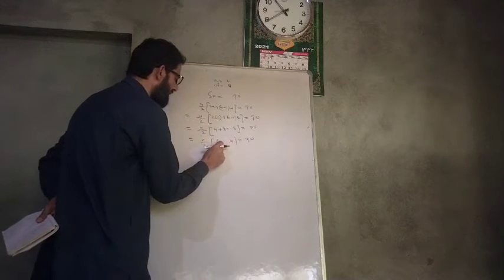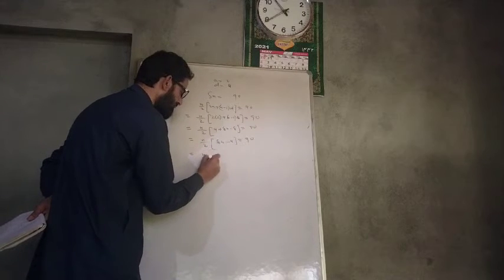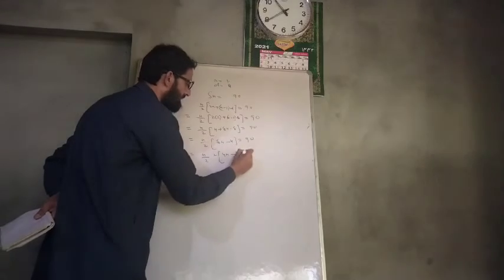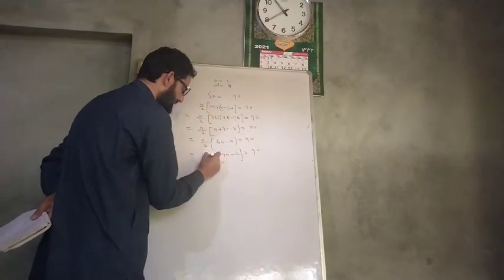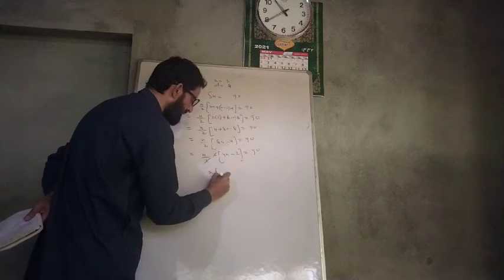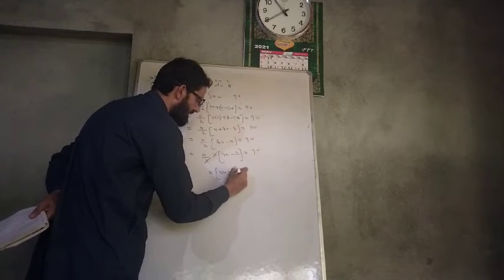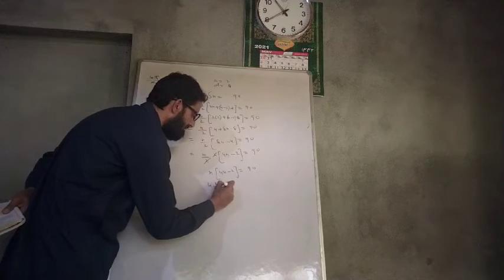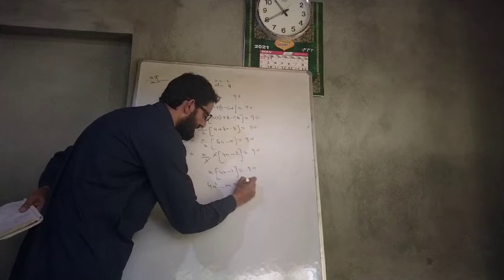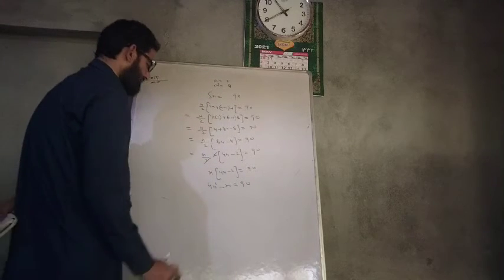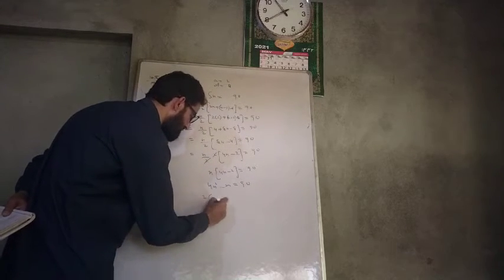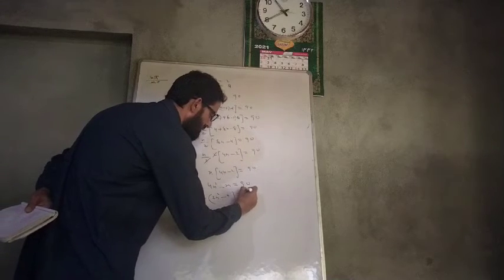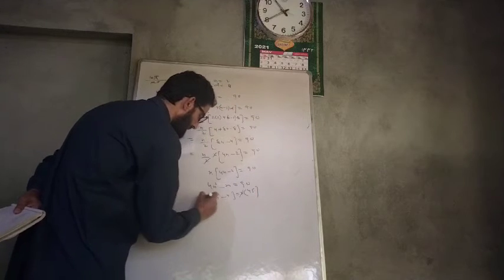Now taking 2 common from this, n by 2 into 4n minus 2 is equal to 90. 2 and 2 will get cancelled. We are left with n into 4n minus 2 is equivalent to 90. Now this is 4n square minus 2n is equivalent to 90. Now taking 2 common from both sides, this is 2 into 2n square minus n equals 45, and 2 and 2 will get cancelled.